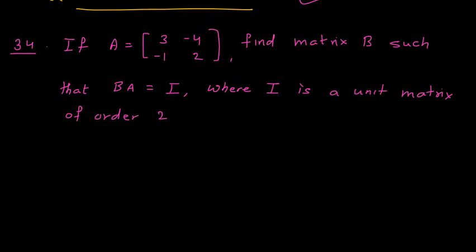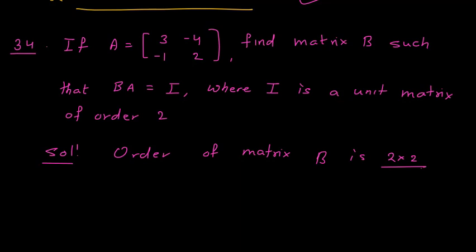Now this 34th question, A is given, we have to find matrix B such that BA is equal to I, where I is a unit matrix of order 2. As A is of order 2 by 2 and I is also of order 2 by 2, the order of matrix B is 2 cross 2. So in the solution we identify the order of matrix B.